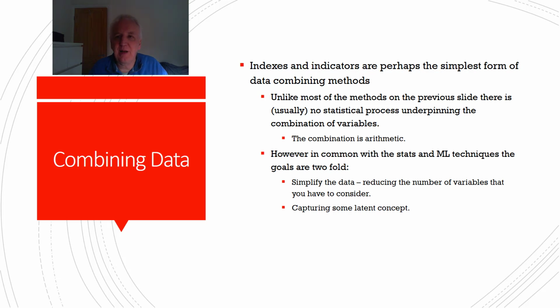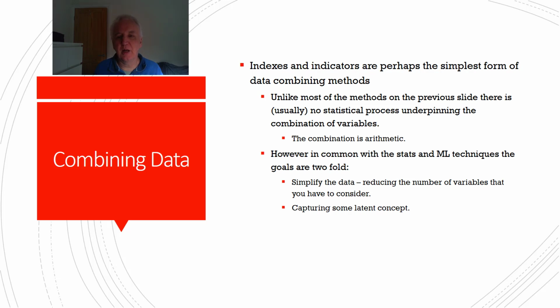Indexes and indicators are perhaps the simplest form of data combining methods. Unlike most methods on the previous slide, there is usually no statistical process underpinning the combination of variables. The combination is simply arithmetic. However, in common with those methods, the goals are twofold. First, we're aiming to simplify the data, reducing the number of variables that you have to consider in your models. Capturing some latent concept is the second point, and this is actually probably the more important.